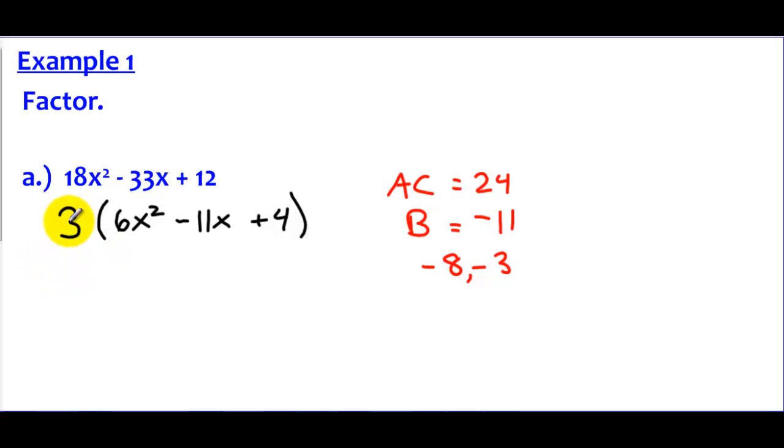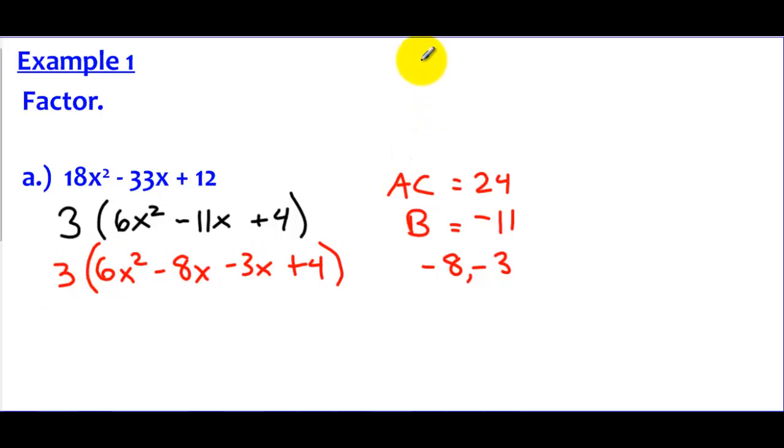When I do GCF, I like to forget about it for a second and organize my inside part. I'm going to turn this into 6x squared minus 8x minus 3x plus 4. Then I'm going to bring the 3 down, since this has a 3 in front of it. We split the middle term, the negative 11, using these numbers so that I could use the grouping method. I'm going to group these two and say this has a 2 and an x in common. That leaves me with 3x minus 4.